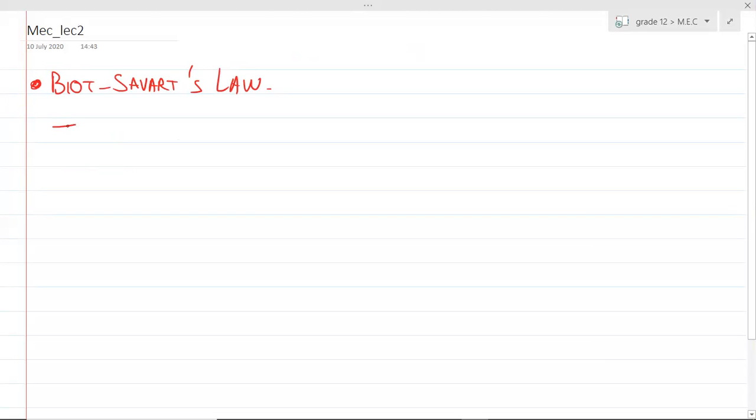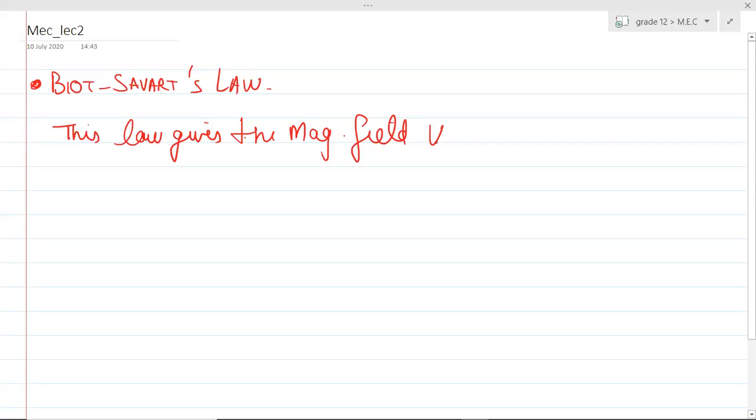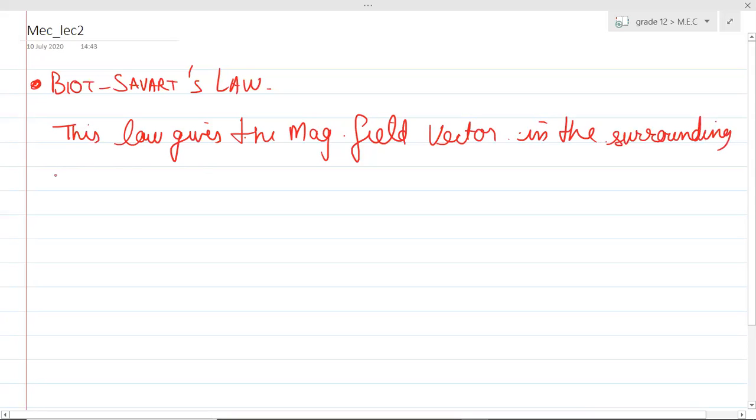Basically, this law gives the magnetic field vector in the surrounding of a small or differential current carrying element.